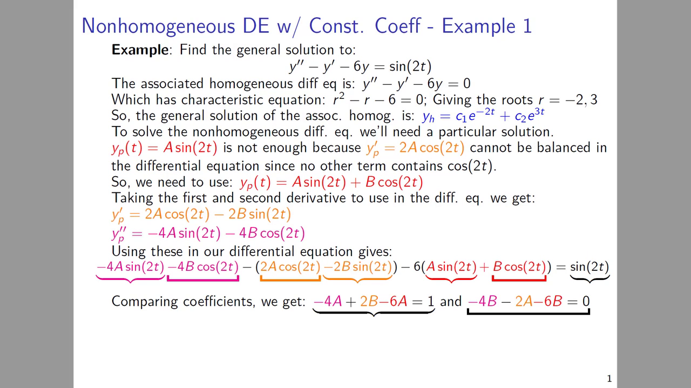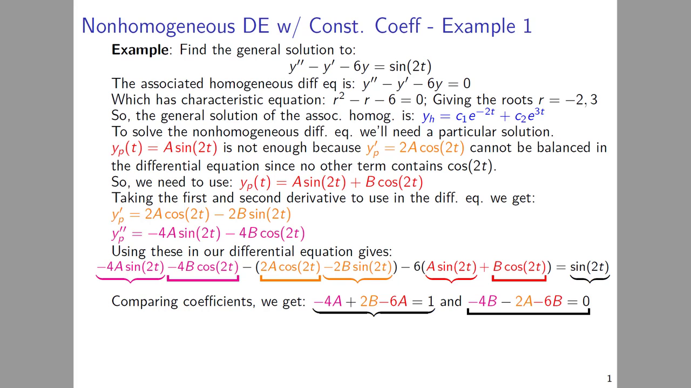Now, comparing coefficients, we'll look at the coefficient of sin 2t on the left and the coefficient of sin 2t on the right. Separately, we'll look at the coefficient of cos 2t on the left with the coefficient of cos 2t on the right. The coefficient of sin 2t on the left is -4a + 2b - 6a, while on the right it is 1. Since this equation must hold, we need -4a + 2b - 6a to equal 1.